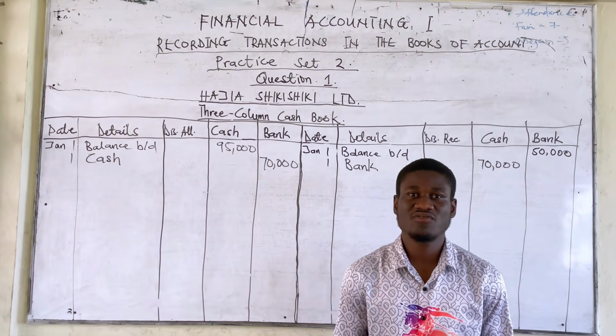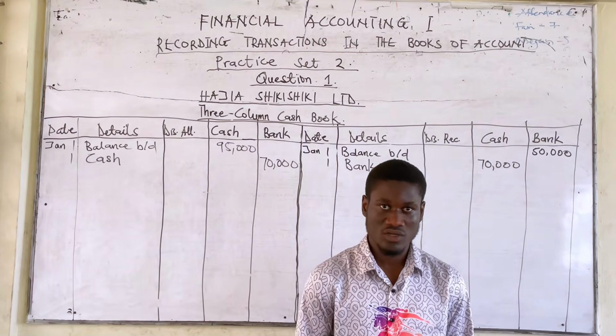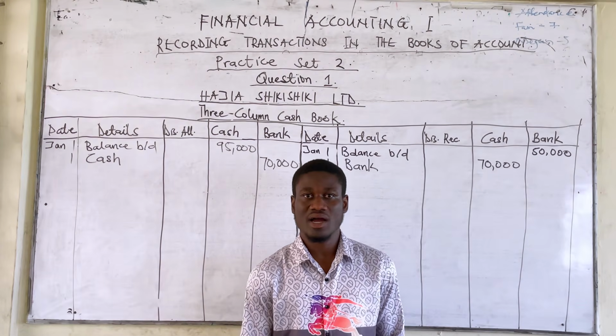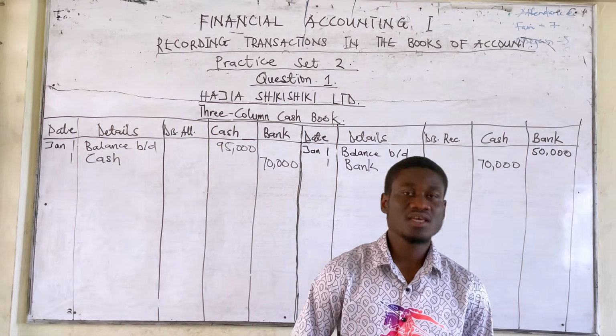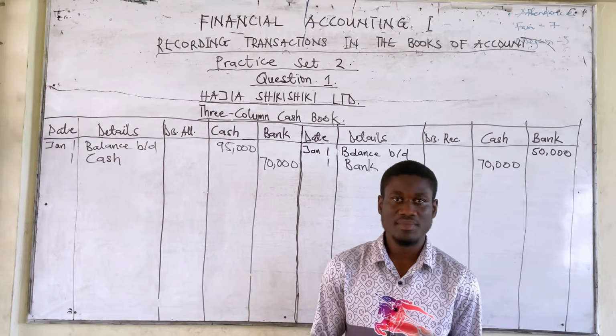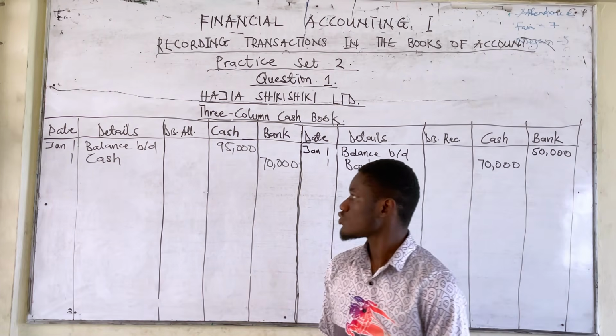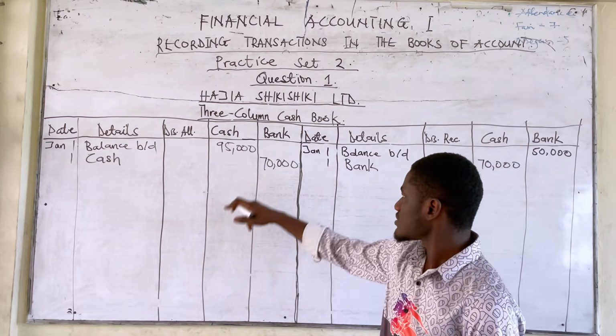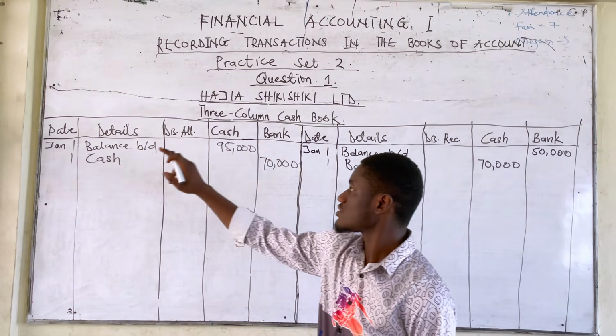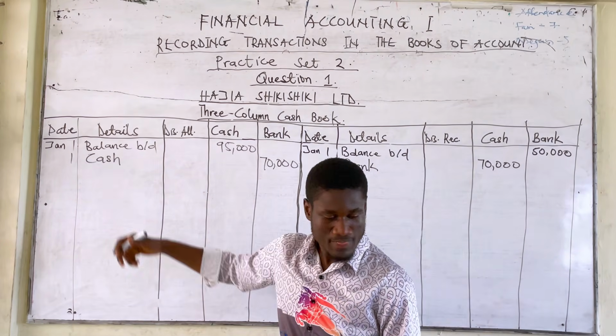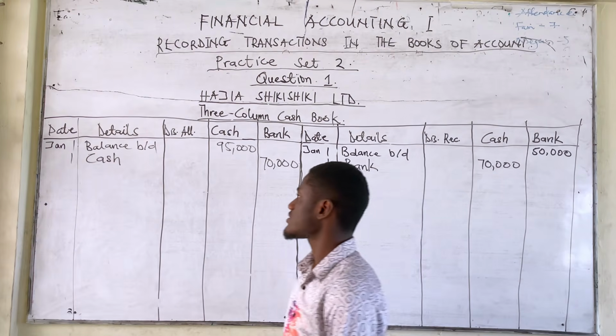Cash sales means we've made sales and received cash. So what is going to happen to our cash? It's going to increase. Increase in cash, we are going to debit. You get it? Good. So when we come here, we will debit cash in the name of sales. The date is January 2nd.